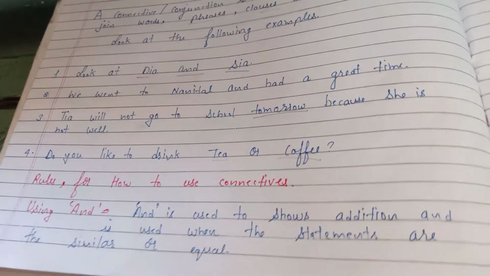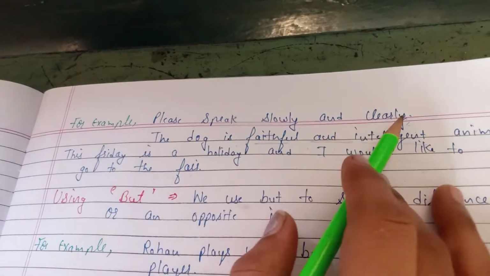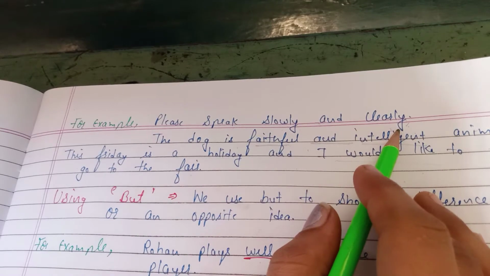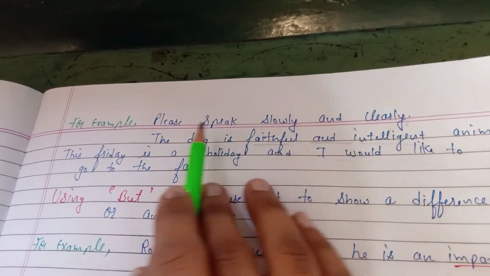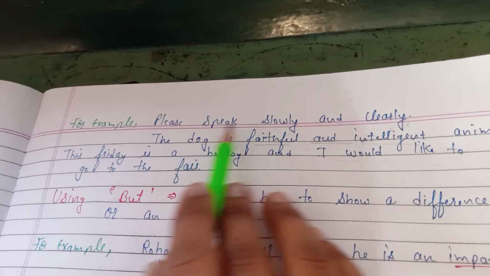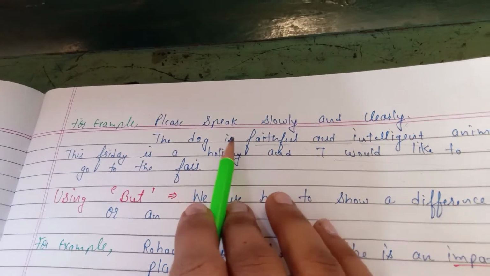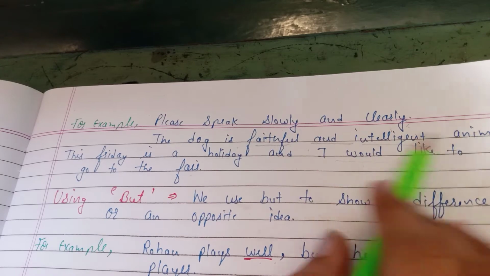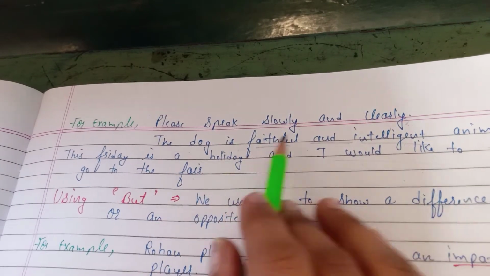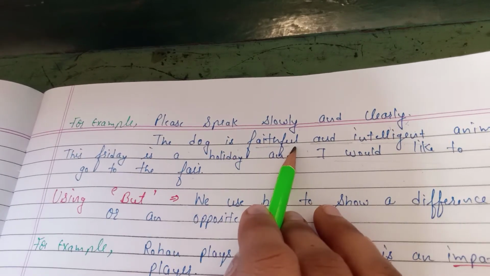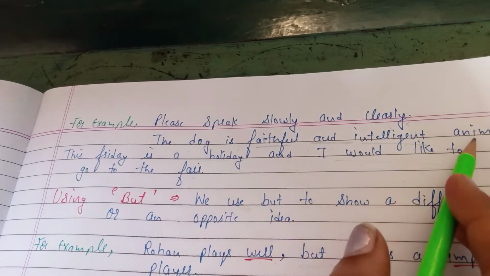So for example, please speak slowly and clearly. Here slowly and clearly are the attributes of a person, so we can add them in one sentence using and. So please speak slowly and clearly. The dog is a faithful and intelligent animal. Here faithful and intelligent both are qualities of a dog, so we can add them. The dog is a faithful and intelligent animal.